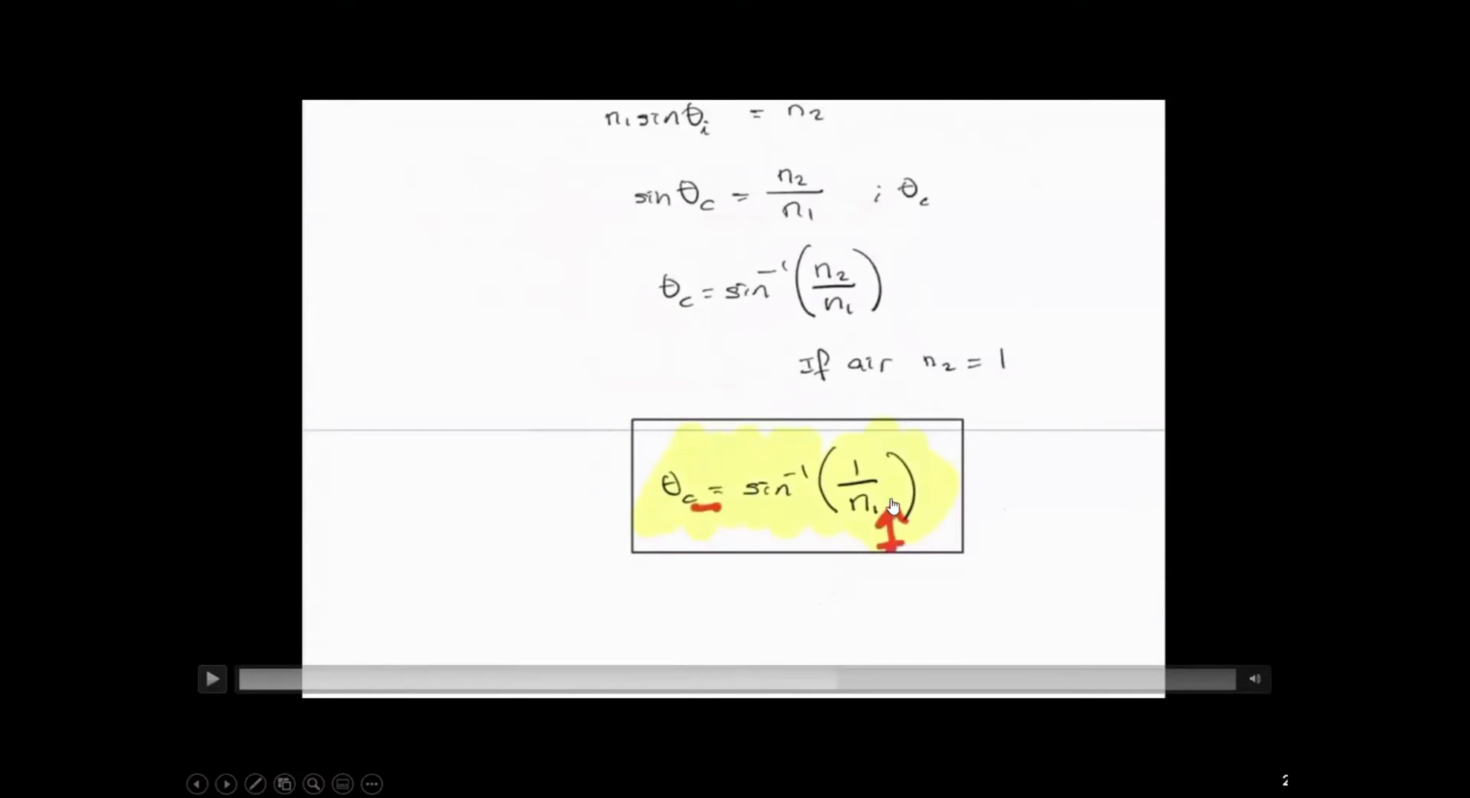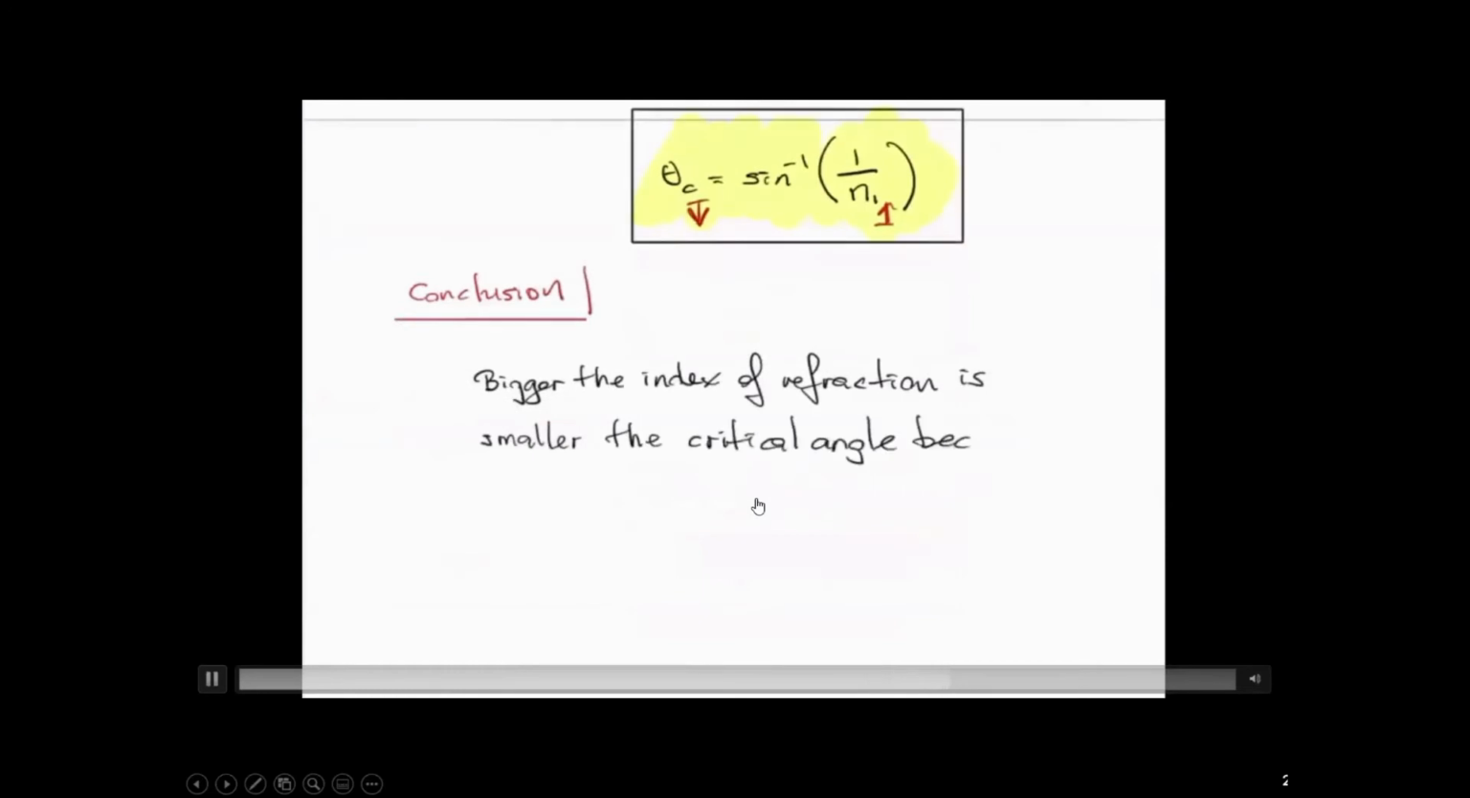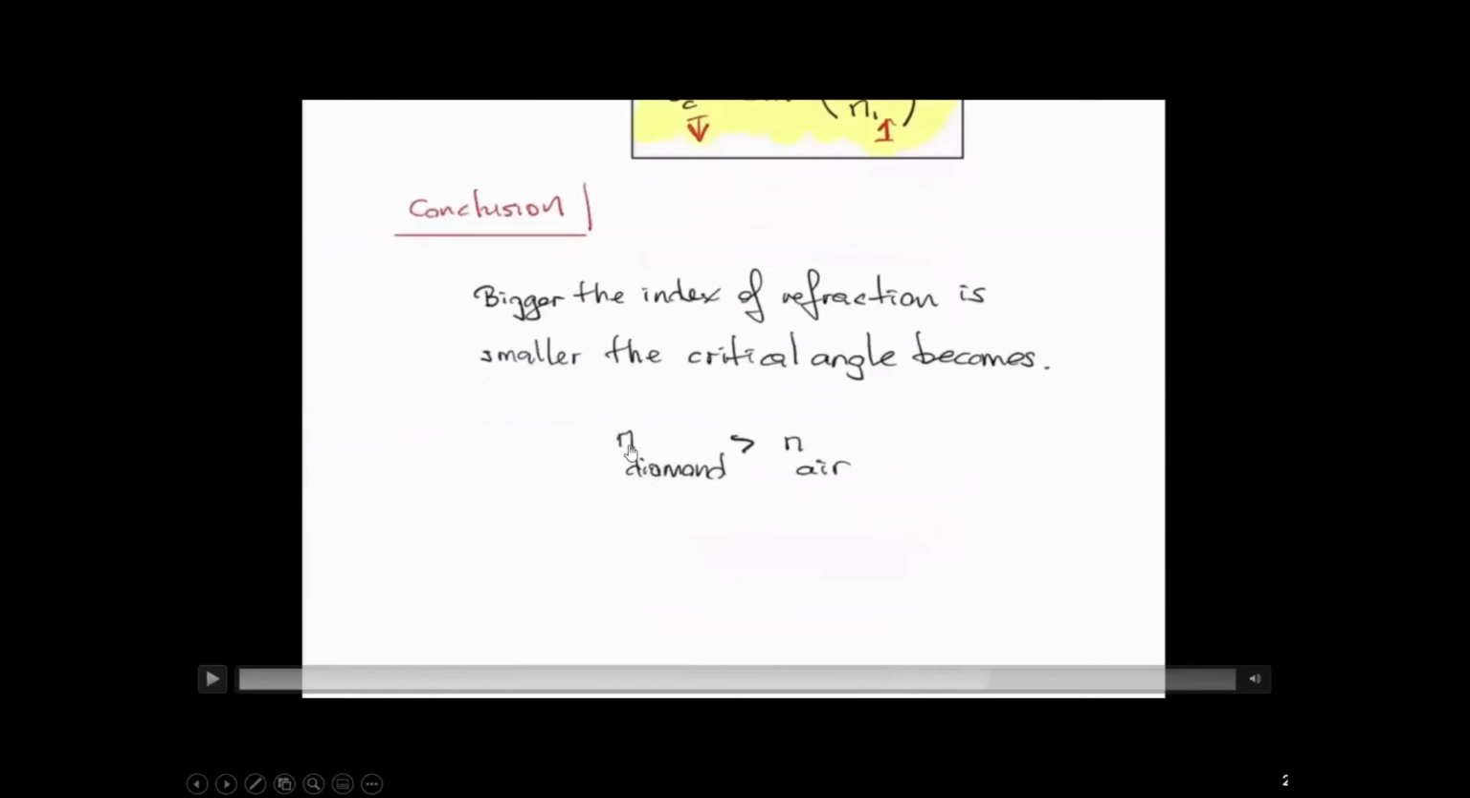One of the things that we need to notice is the larger the index of refraction is, the smaller the critical angle becomes. So the slower the light moves inside a material, the smaller the critical angle is. That's what it means, so that becomes our conclusion. The index of refraction for diamond is almost 2.5. Air is almost, obviously, 1. Which means that the critical angle for diamond is going to be significantly smaller than for air.